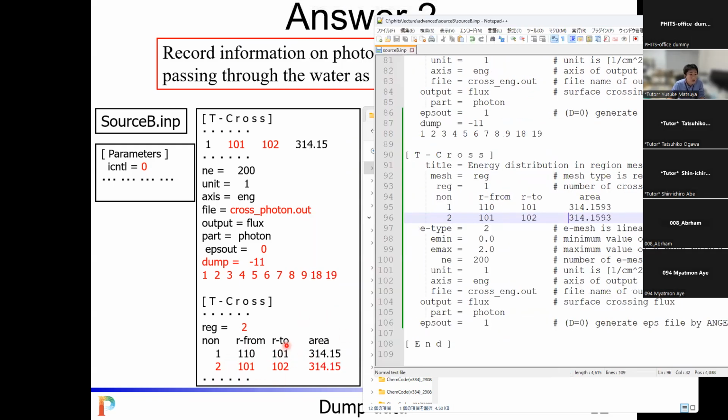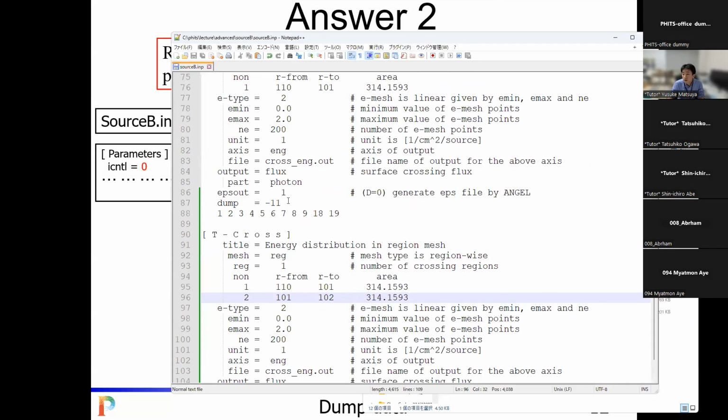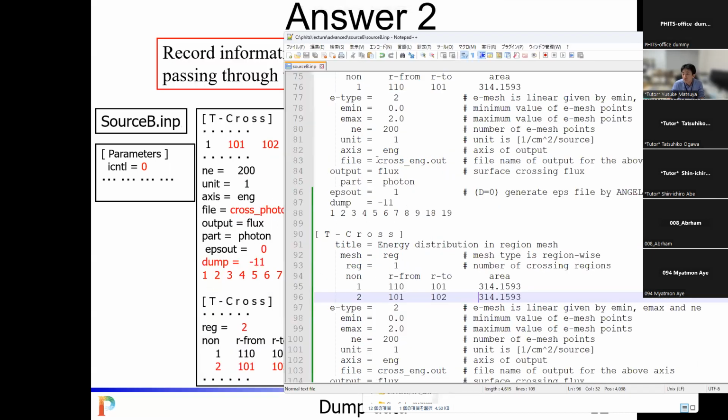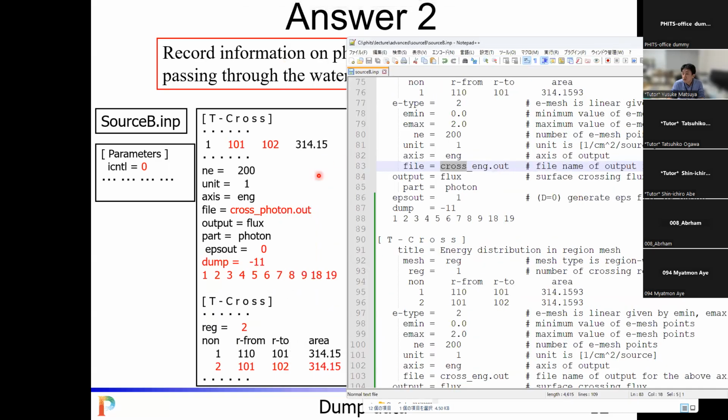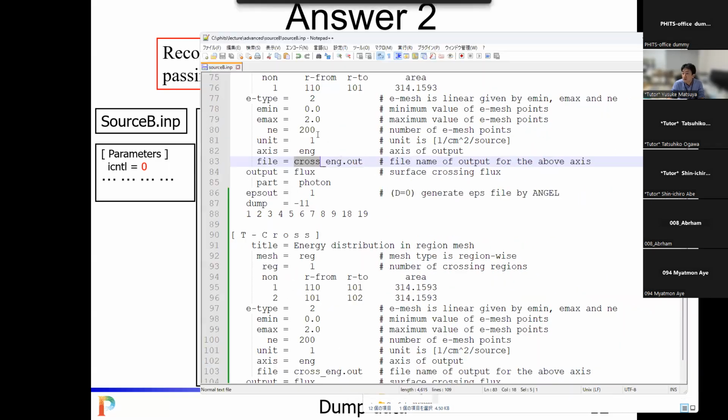Fifth, we need to set the file name of the first T-cross tally to be cross_photon.out. So we have to change this name to cross_photon.out. In addition, we have to change the EPS out parameter to be 0, and fix.